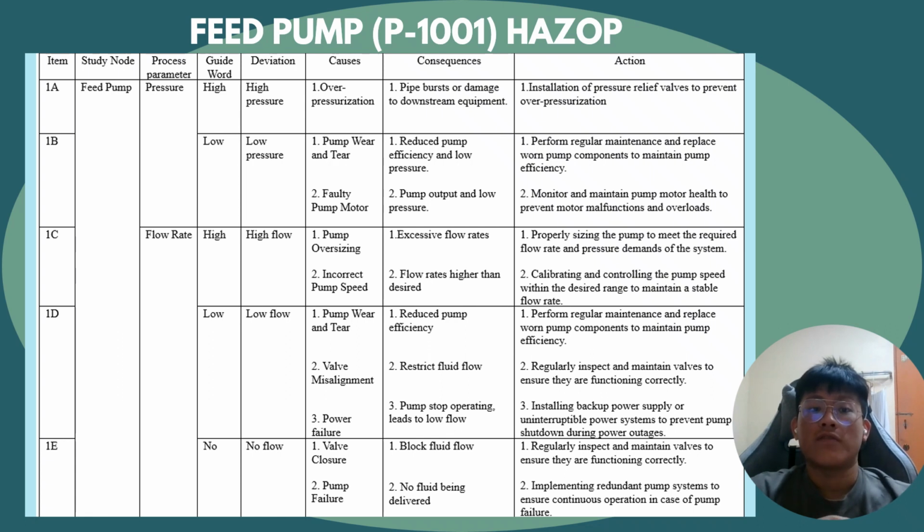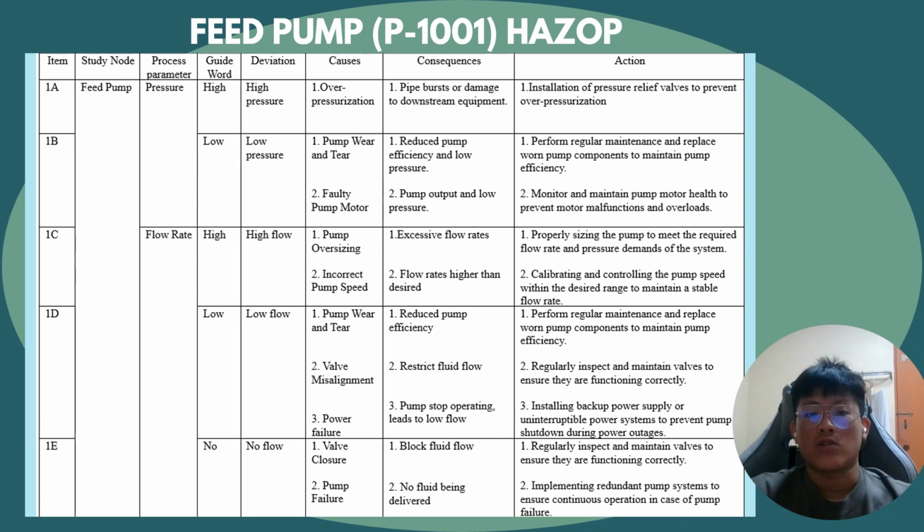In the case of high flow rate problems, pump oversizing and incorrect pump speed were identified as potential risk factors that could lead to excessive flow rates beyond the system's requirements. The hazard study advised correctly sizing the pump according to the desired flow rate and pressure demands of the system. Furthermore, it recommends calibrating and controlling the pump speed within the desired range to maintain a stable and appropriate flow rate.